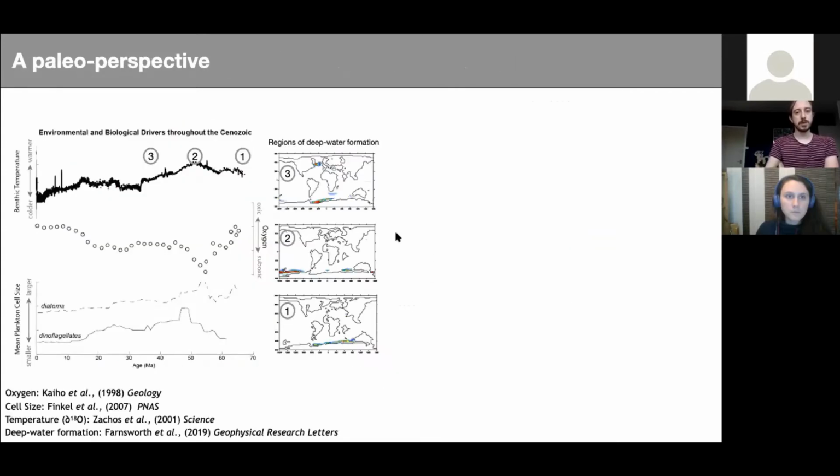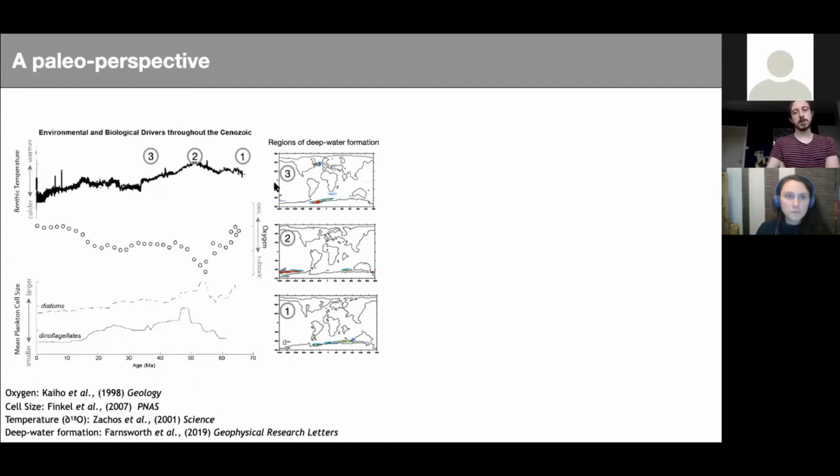And to demonstrate this, I'm going to show you some metrics from the Cenozoic. So this is the last 66 million years of climate. To orientate you, the present is on the left-hand side of this plot, and on the right-hand side of this plot is basically when the dinosaurs went extinct. And so our modern plankton ecosystems have evolved from this extinction event through to the modern day. So this is why we like to think about this period of time.